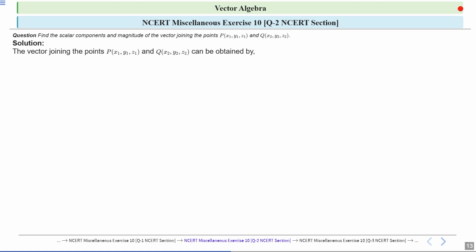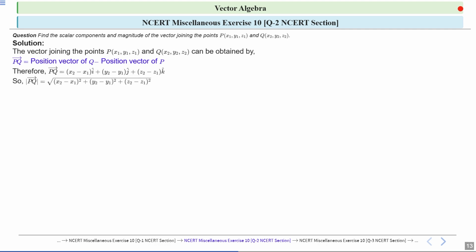Now the vector joining the points P (x1, y1, z1) and Q (x2, y2, z2) can be obtained by PQ vector, which is position vector of Q minus position vector of P. Therefore, PQ vector will be equal to (x2 minus x1) i cap plus (y2 minus y1) j cap plus (z2 minus z1) k cap. So magnitude of PQ vector will be equal to root over (x2 minus x1) square plus (y2 minus y1) square plus (z2 minus z1) square.